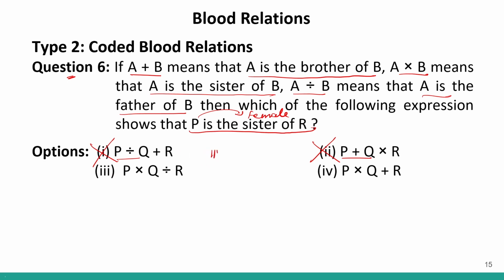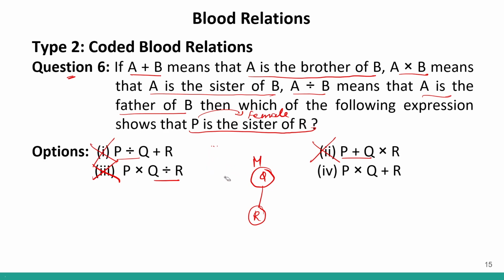Option number 3. P into Q means P is the sister of Q. So let us proceed with this. P is the sister of Q, so female, and Q's gender is unknown. Q divided R means Q is the father of R. So R would be P's niece or nephew, not the sister. So this is also incorrect, right?